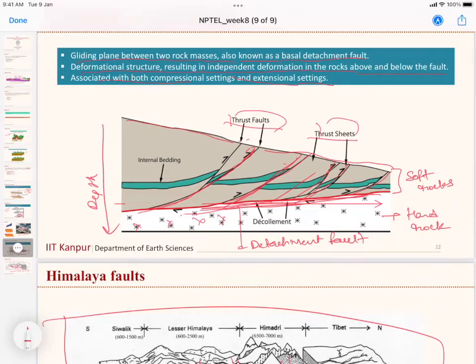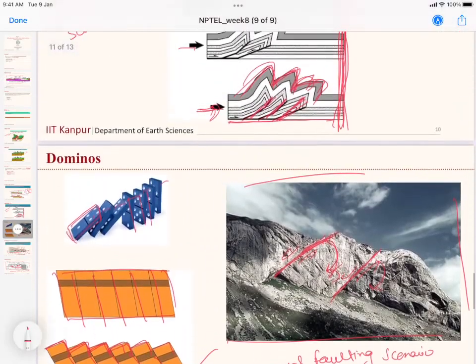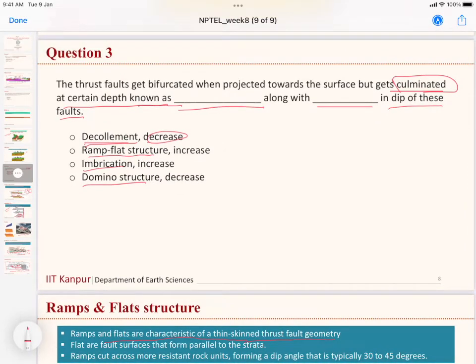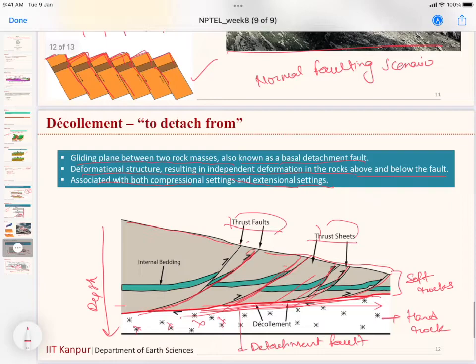No, but first, let's just focus on the decollement. Here I don't think the angle is decreasing, the angle is increasing, because the faults are converging to the main detachment fault. This is the first thing, and the left side and right side don't make any difference, because here what they are asking is that at a certain depth, known as dash, the dip of these faults is decreasing or increasing.